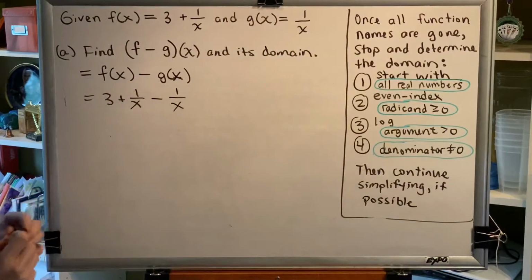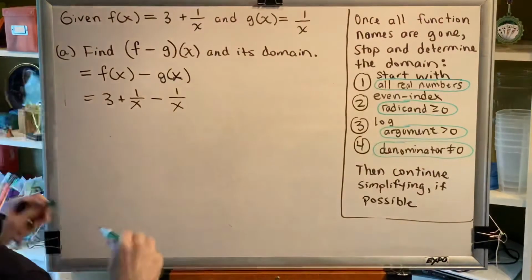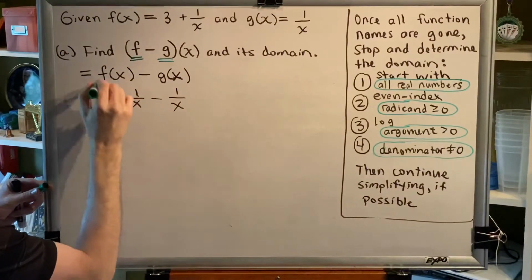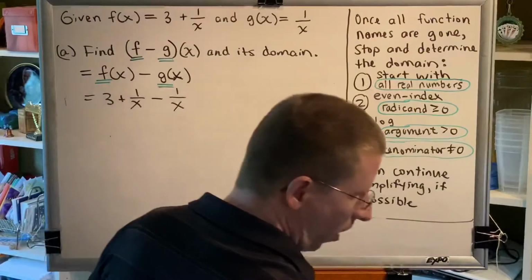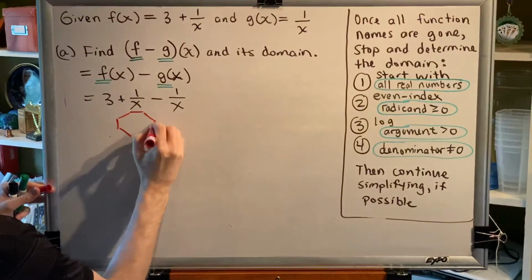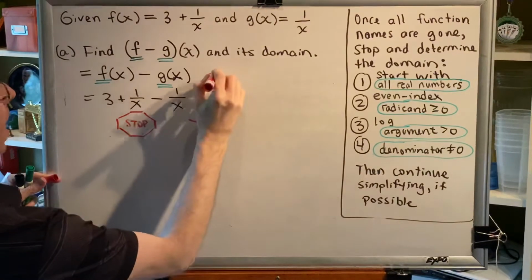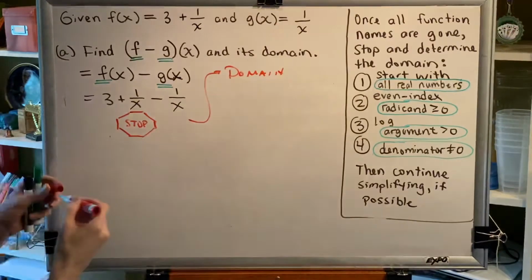All right, so this is the moment where all of our function names have disappeared. The function names in this problem were f and g. And in this line, we still have f and g. But in this line of the algebra, this is the first line of algebra where all of the function names have disappeared. So we stop and we determine our domain using this line of algebra.